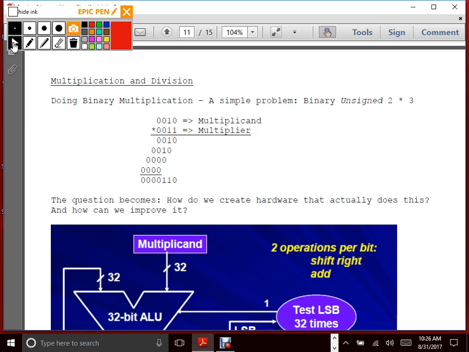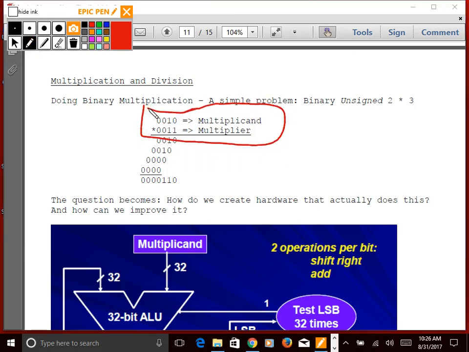So with the multiplication and division, basically what we're doing is an unsigned multiplication of 2 times 3. So the multiplier and the multiplicand become important. We're going to be going over the algorithms. And the multiplier is the second value. So you have 2 times 3.